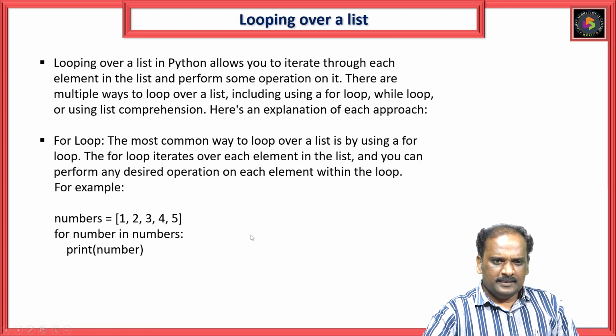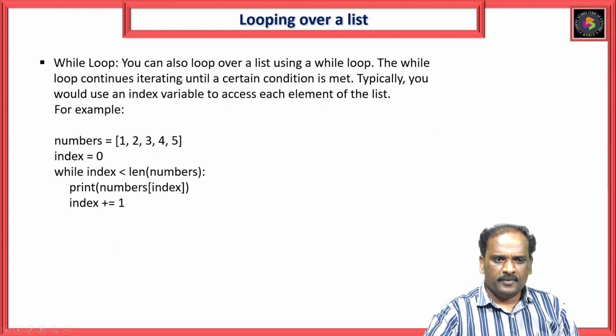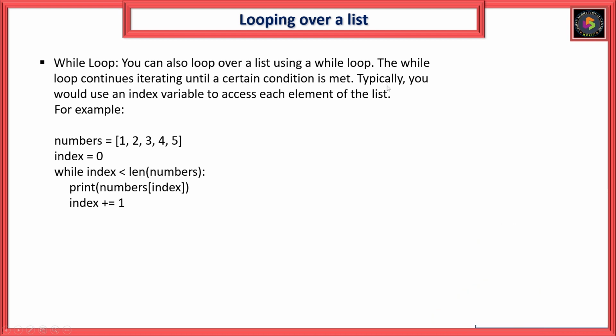Now the second method is using the while loop. You can also loop over a list using the while loop. The while loop continues iterating until a certain condition is met. Typically, you can use an index variable to access each element of the list. For example, numbers is 1, 2, 3, 4, 5. The list is containing 5 values.